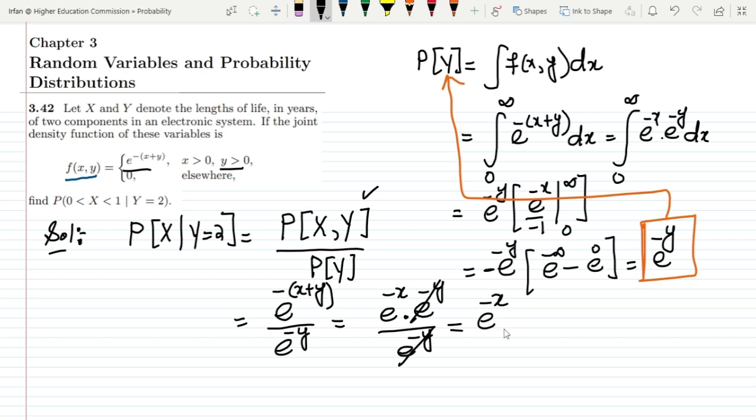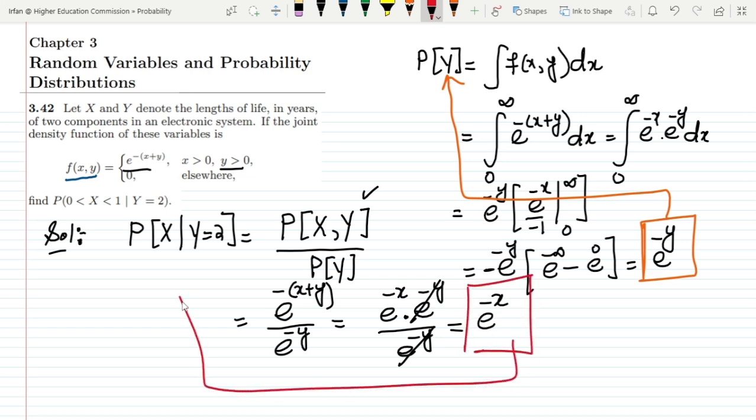So that is the answer of this question, in which I want to find out the probability of x given that y is equal to 2. As y is already cancelled out here, I am not going to write the value of y, so the answer will remain the same. Okay, so that is the answer of this one.